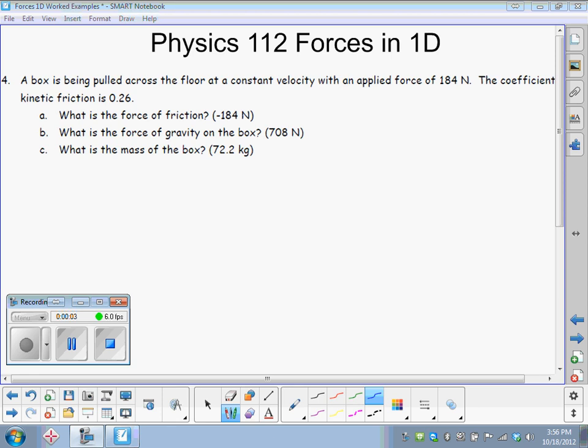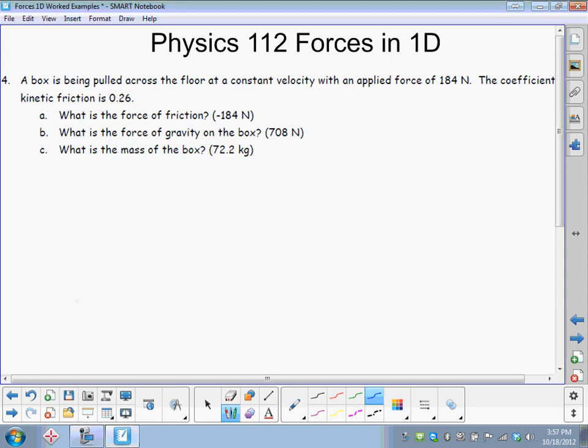This is the fourth problem on the worksheet that you're working through for grade 11 physics here at James M. Hill, forces in one dimension. So remember, those first 5 problems are repeated again for questions 6 through 10, except you need to use these problems as a guide to solve those.